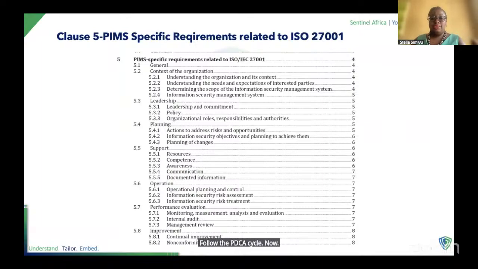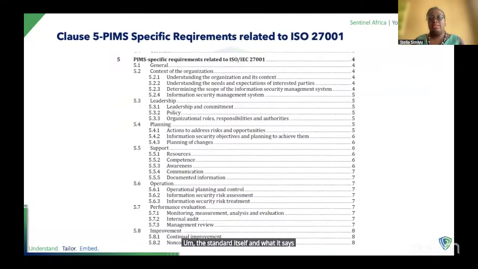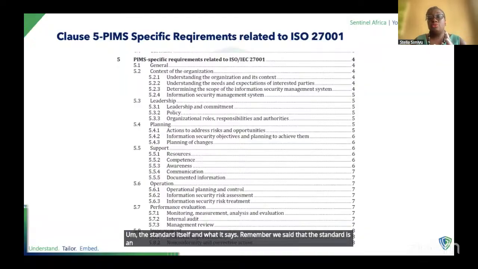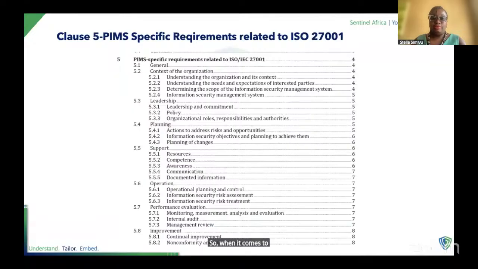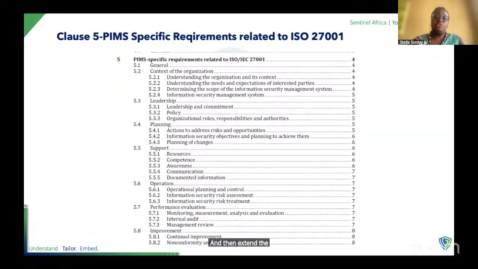Now we are going into the meat of things, where we look at the standard itself and what it says. Remember, we said that the standard is an extension of ISO 27001. So when it comes to the first area of the standard, it tells you to look at ISO 27001 and then extend the requirements of ISO 27001 to cover privacy. So it will tell you, go to 5.2. 5.2 is the context of the organization, and understanding what the context is.